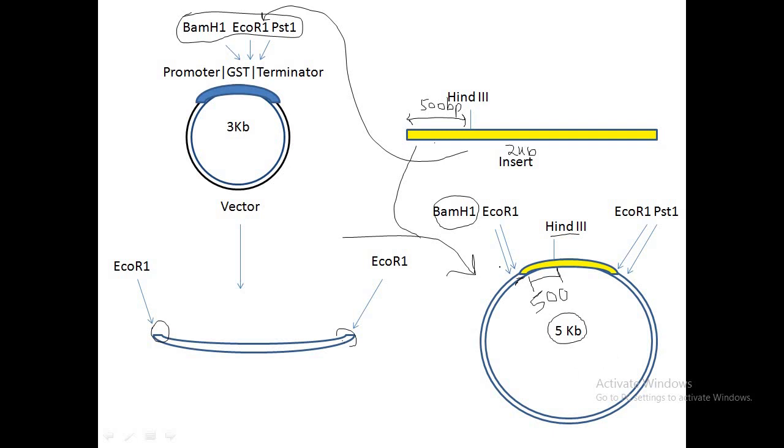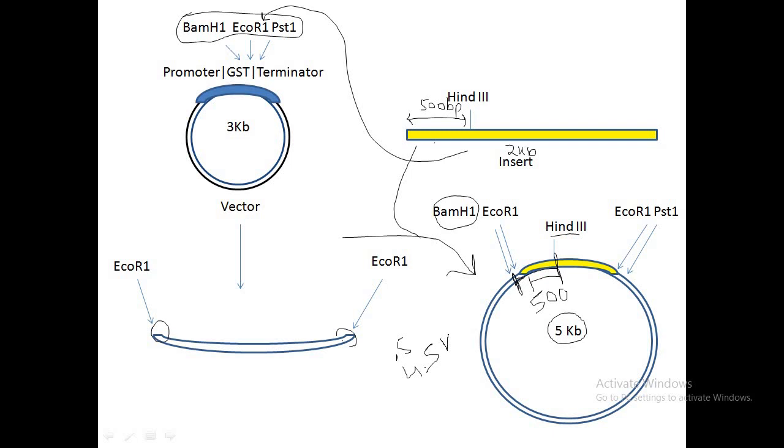Because the size is 5 kb and you cleave it with BamH1 and HindIII, this fragment between BamH1 and HindIII will be excised, and the rest will be 4.5 kb. So you will get 0.5 kb, which is 500 base pair, and 4.5 kb when you treat it with a combination of BamH1 and HindIII.